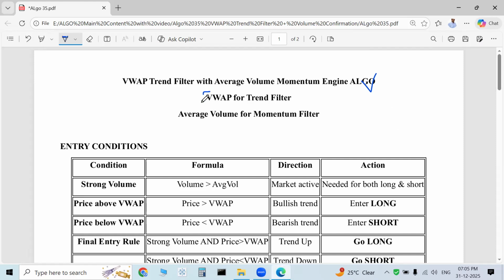One is for the VWAP. VWAP is going to work with the trend, and we are going to calculate the average volume also for the momentum. So it's a mixture of two things. One is for the trend, the second one is for the momentum. So the logic is very simple.